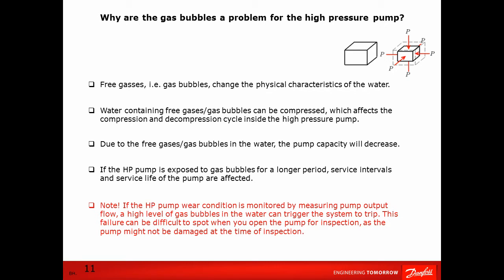The increased compressibility especially affects the decompression cycle of an axial piston pump. The gas bubbles prevent a complete decompression of the piston. As soon as the piston gets in contact with the suction port, the energy stored in the water will be released in the form of a jet. This jet will erode material on bushing and piston slippers.